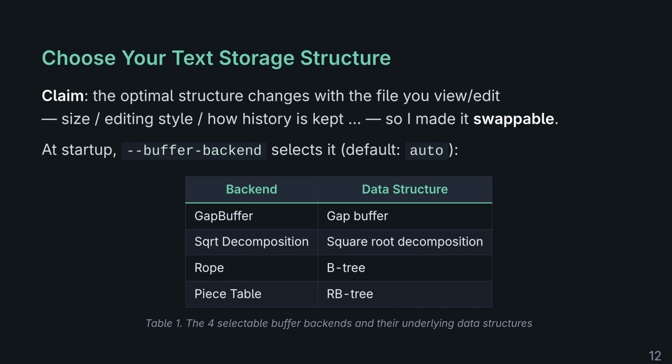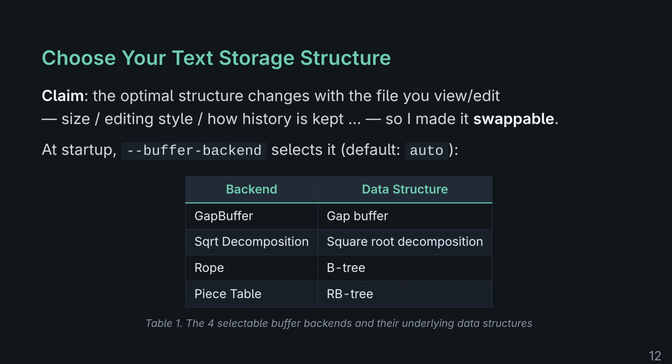Here's the idea. Every editor has to decide how to hold the text in memory. Most pick one data structure and live with that. But the best way to store text isn't fixed. It changes with the file, its size, how you edit it, and how history is kept. So instead of betting on one structure, I implemented 4 of them and made them swappable.